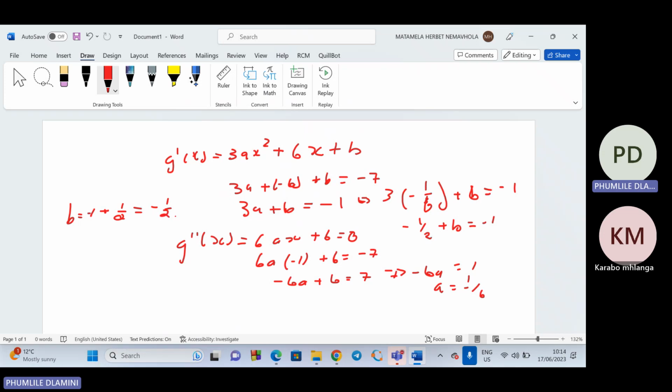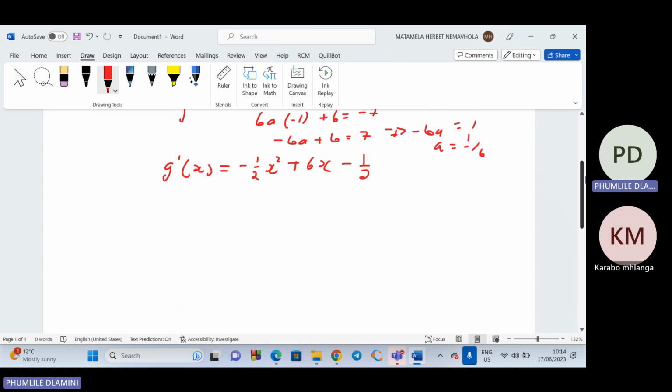So now when we have these two values, if we substitute them back in our equation here in g of x, you will see that we have negative 1 over 2 x squared plus 6x plus, or we can just write it as minus 1 over 2.